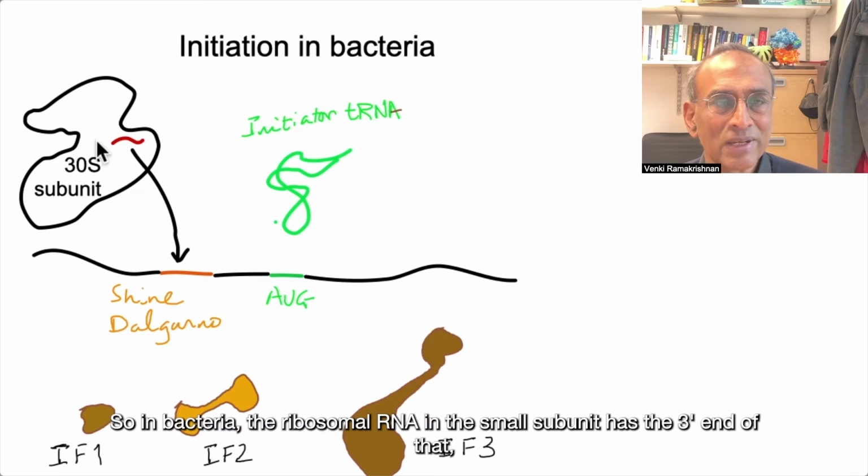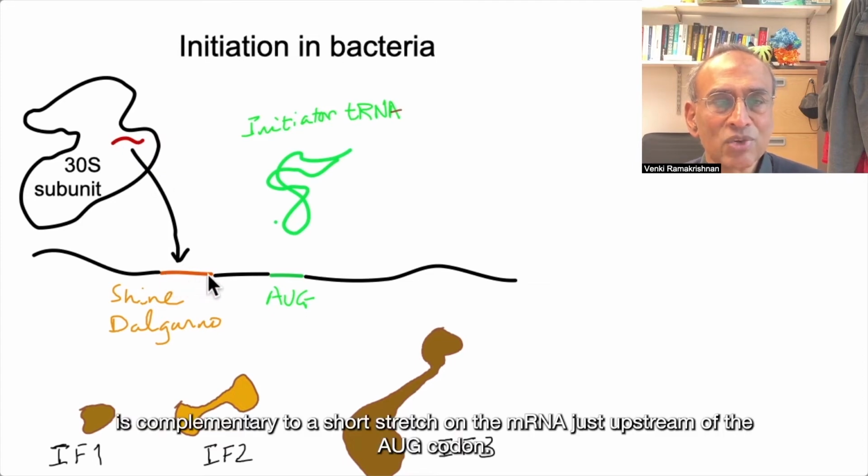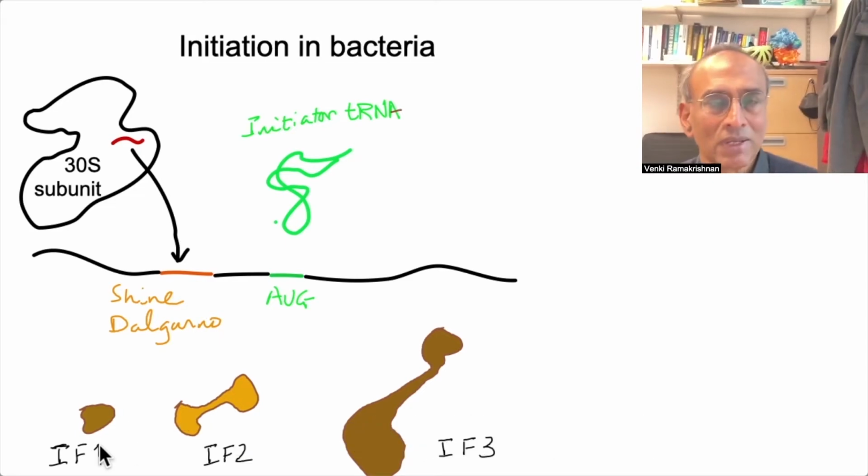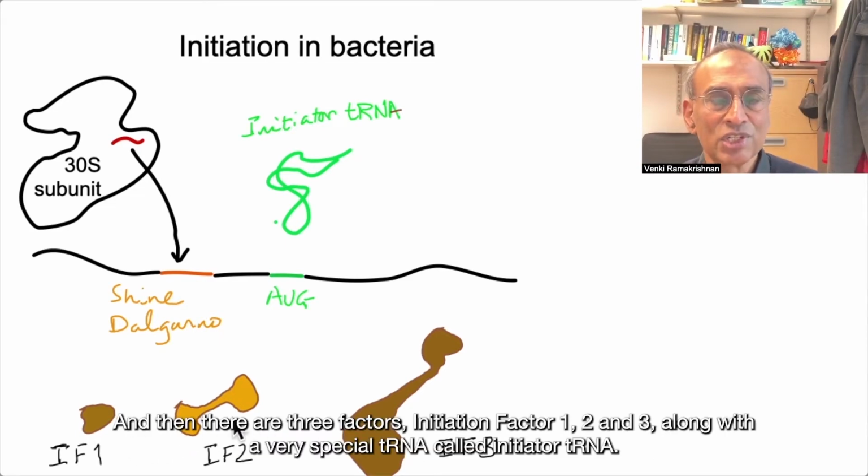So in bacteria, the ribosomal RNA in the small subunit has the 3' end of that complementary to a short stretch on the mRNA just upstream of the AUG codon. So the ribosome knows roughly where to begin by this base pairing between the ribosomal RNA and the mRNA. And then there are 3 factors, initiation factor 1, 2, and 3, along with a very special tRNA called initiator tRNA.